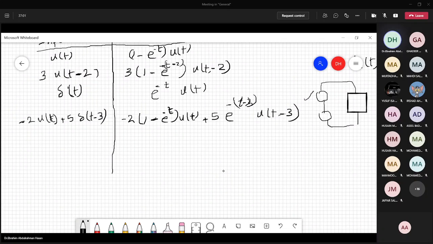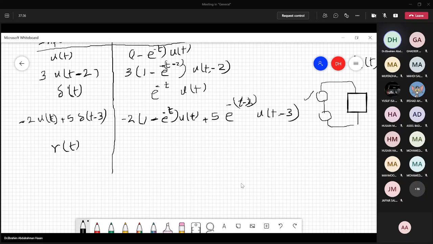Okay, what about r of t? If the input is r of t, then the output, we call it the ramp response. Again, we don't need to resolve the circuit, since I have the solution for u of t. It's enough. The same thing: if I have a solution for ramp, then from ramp I can find u and I can find the output for when the input equals delta.